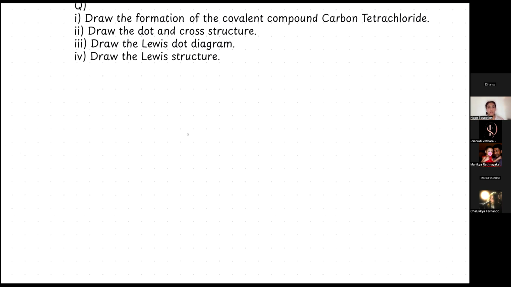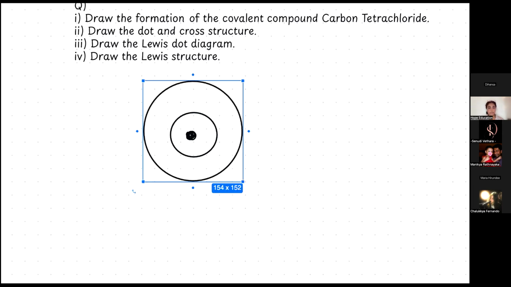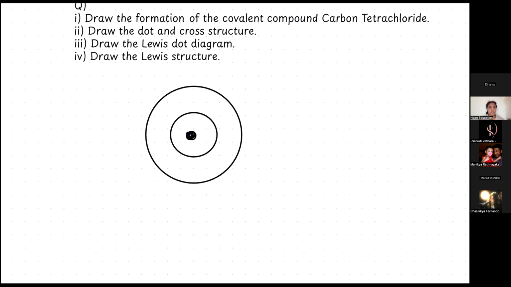So let's say this is the nucleus. Let me draw circles. First energy level, and this is the second energy level. This is carbon. So the first energy level has 2 electrons, and the second energy level has 4, because carbon's electronic configuration is 2, 4, right? So 1, 2, 3, 4.